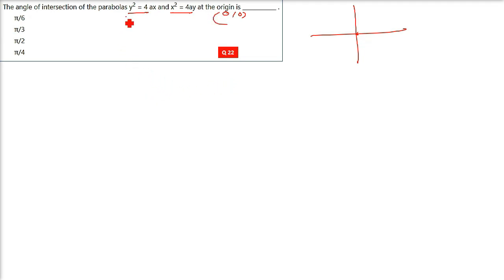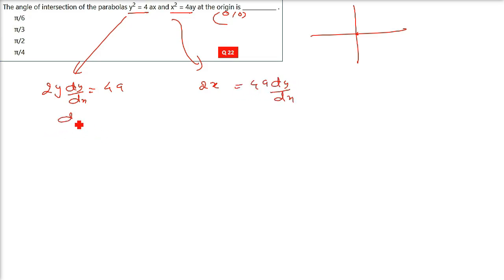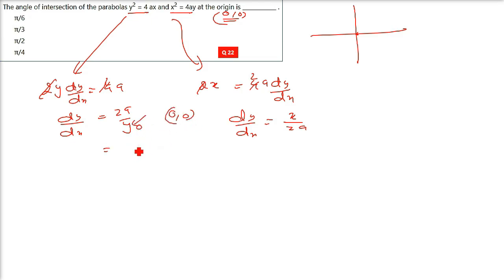That is the origin. So I am differentiating the first one. 2y dy by dx is equal to 4a. This one is 2x equals to 4a dy by dx. This will give you dy by dx as 2a by y. This will give you dy by dx as 2x by 4a. So you can just cancel this. It will be x by 2a. So m1 and m2 are 2a by y and x by 2a. The x and y is given as (0, 0). So when you put x and y as 0, this is 2a by 0, which is undefined. And we have an angle for undefined. Here the angle will be 0, the second one.